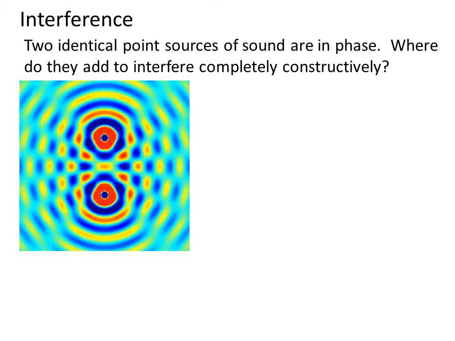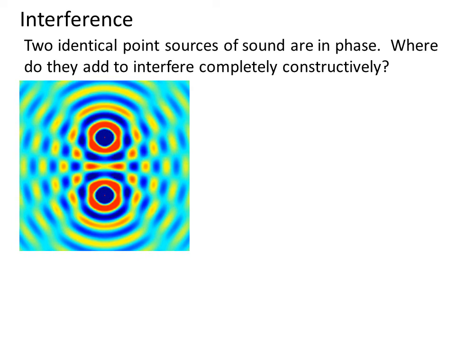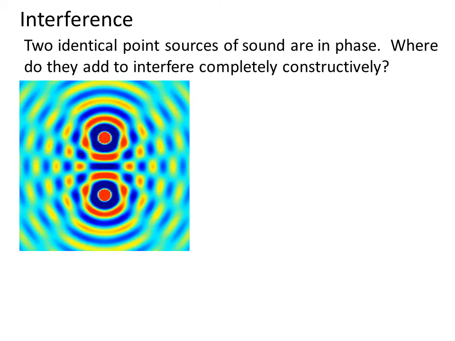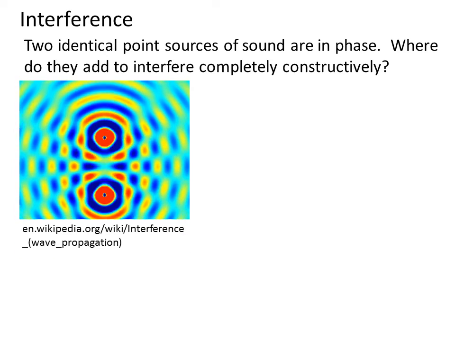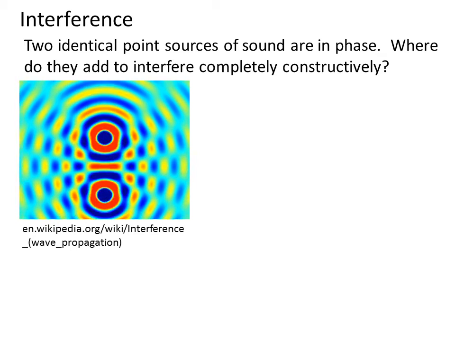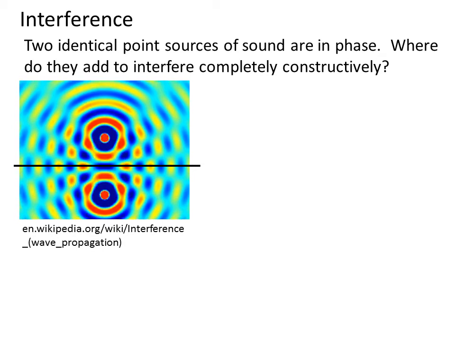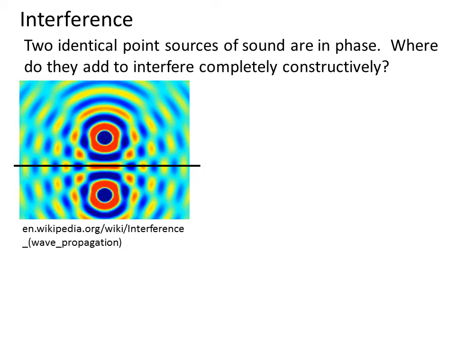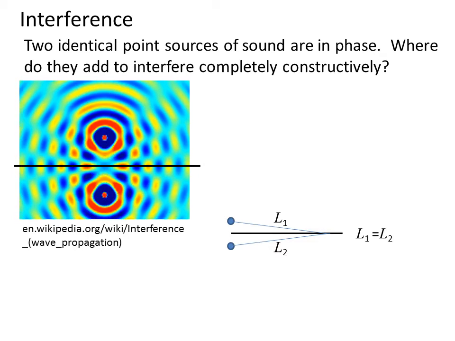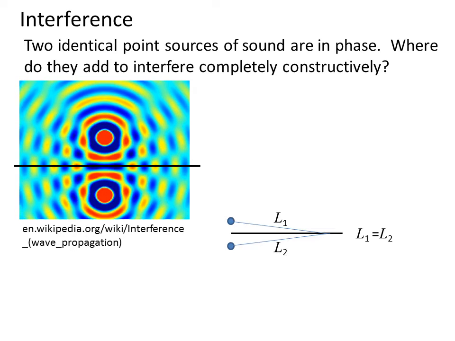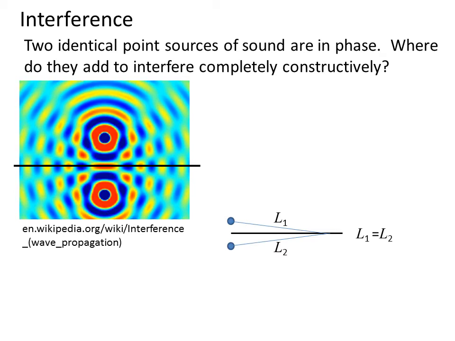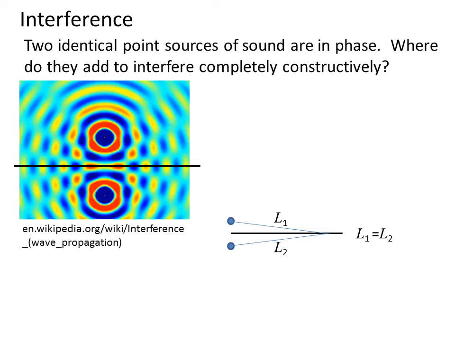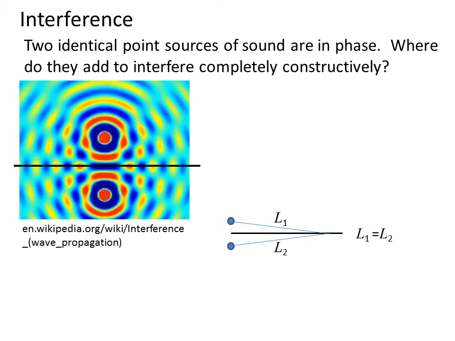Where do these sound waves add completely constructively? This demo was provided by Wikipedia. And if we look along the black line that was just added to the picture, we see that all along the black line, the distance from each of the point sources to the line is identical. So L1 is equal to L2.